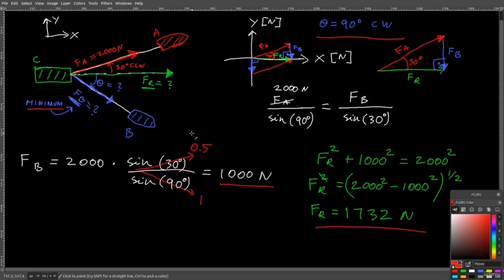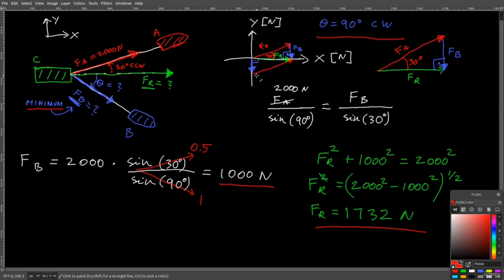Welcome back. So we have just solved an exercise where we had to find FB, theta, and FR so that FB would be minimum, and the information that we had was that FA was 2000 newtons at 30 degrees counterclockwise. And we found that in order to make sure that FR goes in the positive x direction, and so that FB would be minimum, theta had to be 90 degrees clockwise. You had to have this kind of situation.